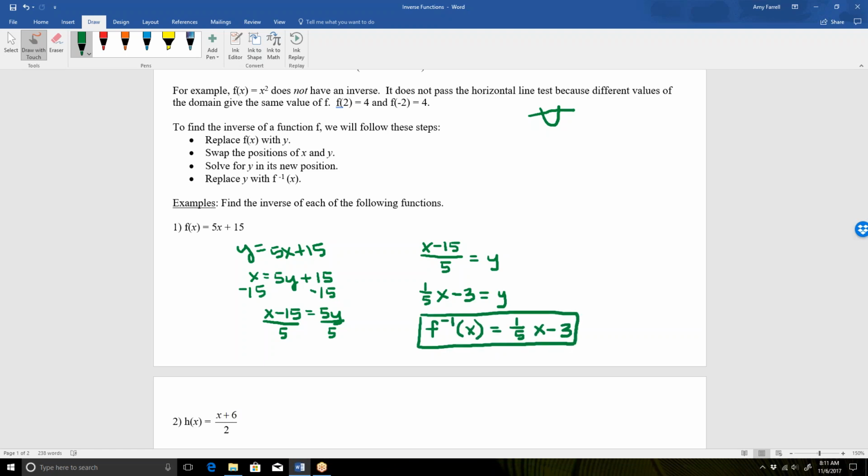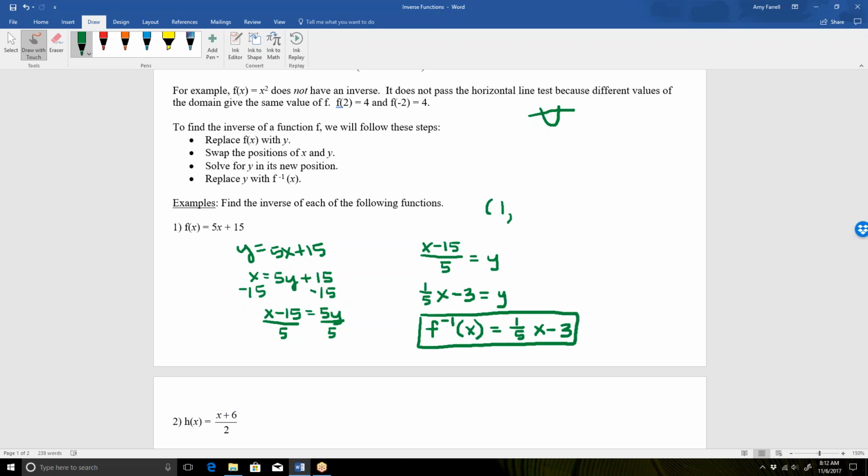Now, I mentioned that I do have a way to check. So what I do to check is I find a point on f. And to find a point on f, I just pick an x value. It really doesn't matter. Pick any x value you want. How about 1? 1 isn't too bad. Okay, so pick an x value.